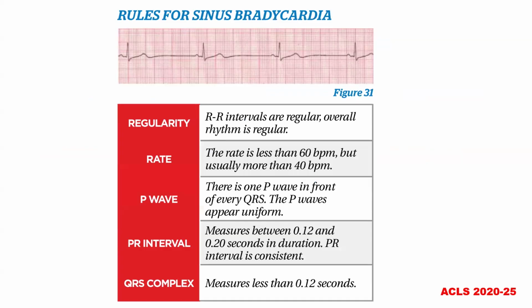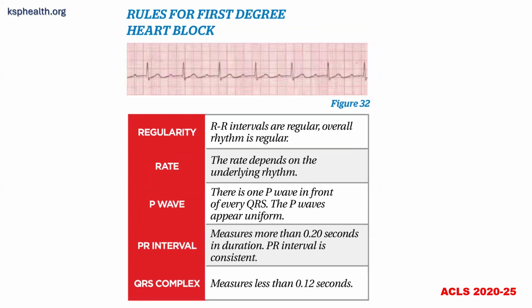The rules for sinus bradycardia: R-R intervals are regular. The rate is less than 60 beats per minute, but usually more than 40 beats. There is a P wave before every QRS complex. PR interval measured between 0.1 to 0.2. QRS complex is less than 0.12. Rhythm is sinus, but the heart rate is slower. Sinus bradycardia.